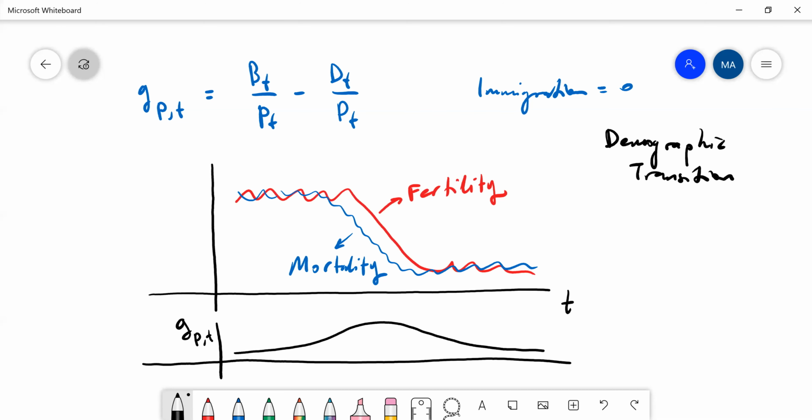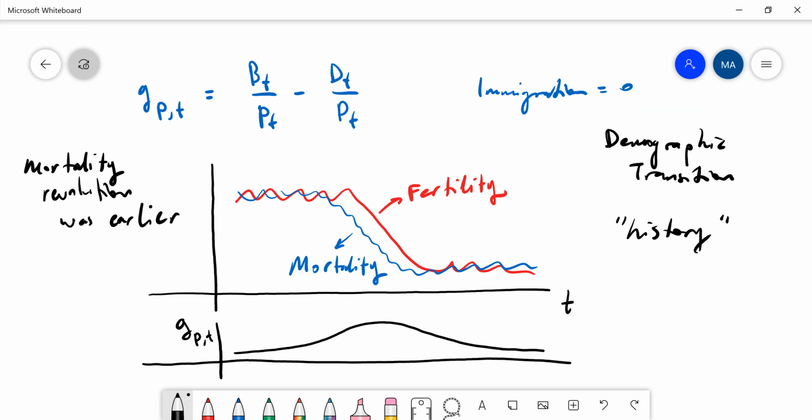Now this is, of course, a historically motivated theory, right? So history plays a large role in developing this theory, because what we observe is that in an overwhelmingly large number of countries, the mortality revolution was earlier than the fertility revolution.